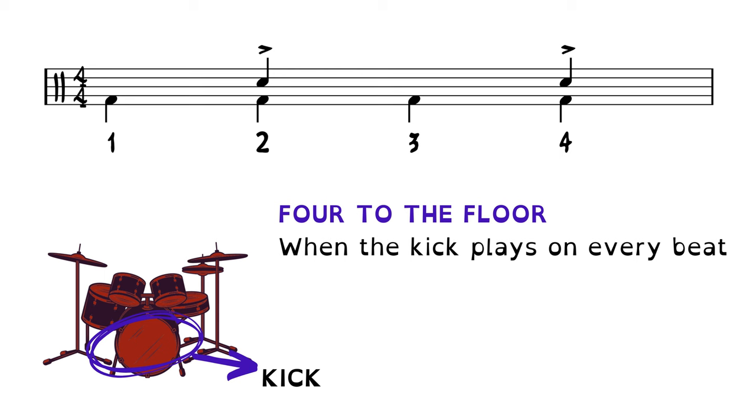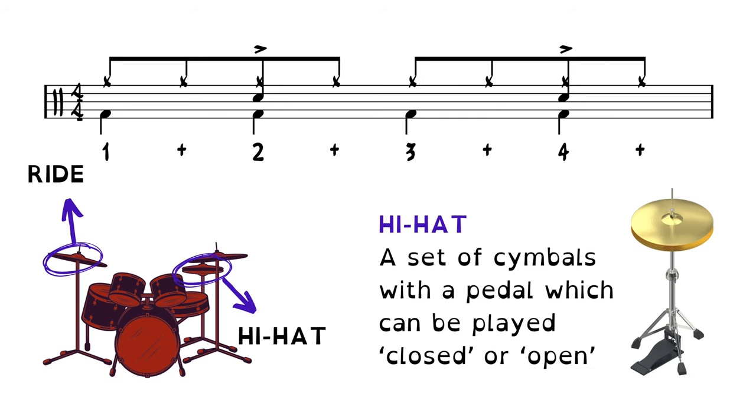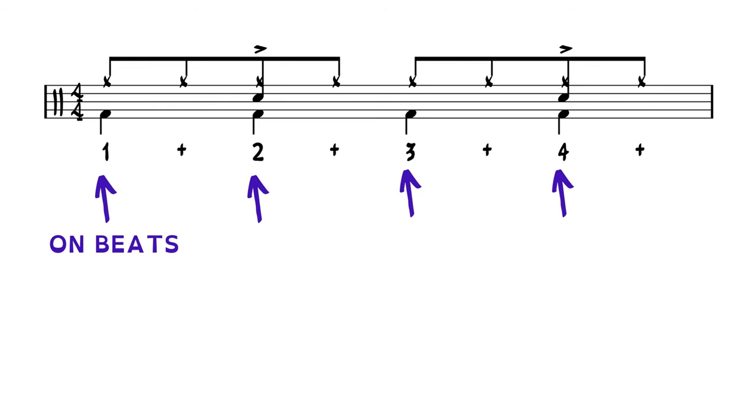The beat can be subdivided in many different ways. This is the role of the hi-hat cymbal or the ride cymbal. So we can divide the beat into two to give an eighth subdivision feel. When we count this, we count 1 and 2 and 3 and 4 and 1 and 2 and 3 and 4 and. Now we have a mixture of on beats and off beats.